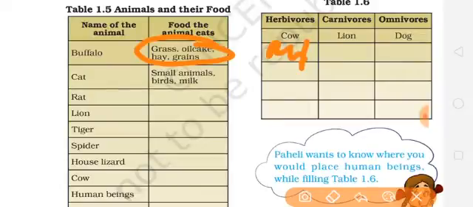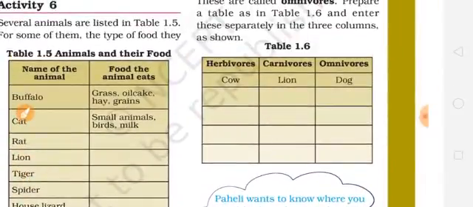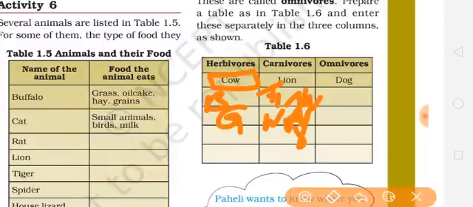1.5, animals and their food. That table you should complete as your homework. And table 1.6 also. They are given herbivore, carnivore and omnivores. One example is given, that is cow, lion and dog. And remaining 4 columns are there. There you should complete. Vacant columns are there, that you should complete. And the 1.5 also you should complete.